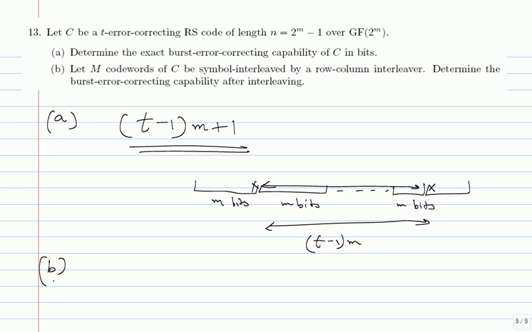Okay, take a simple example. It's very easy to see. If I do this interleaving and m consecutive symbols are erased or are in error, only one symbol per code word will be affected. But if I don't interleave, and m consecutive symbols are in error, then m symbols of a code word can be in error. So you get a gain in burst error correcting capability if you interleave. So what is that exact gain? Just multiply this with m.